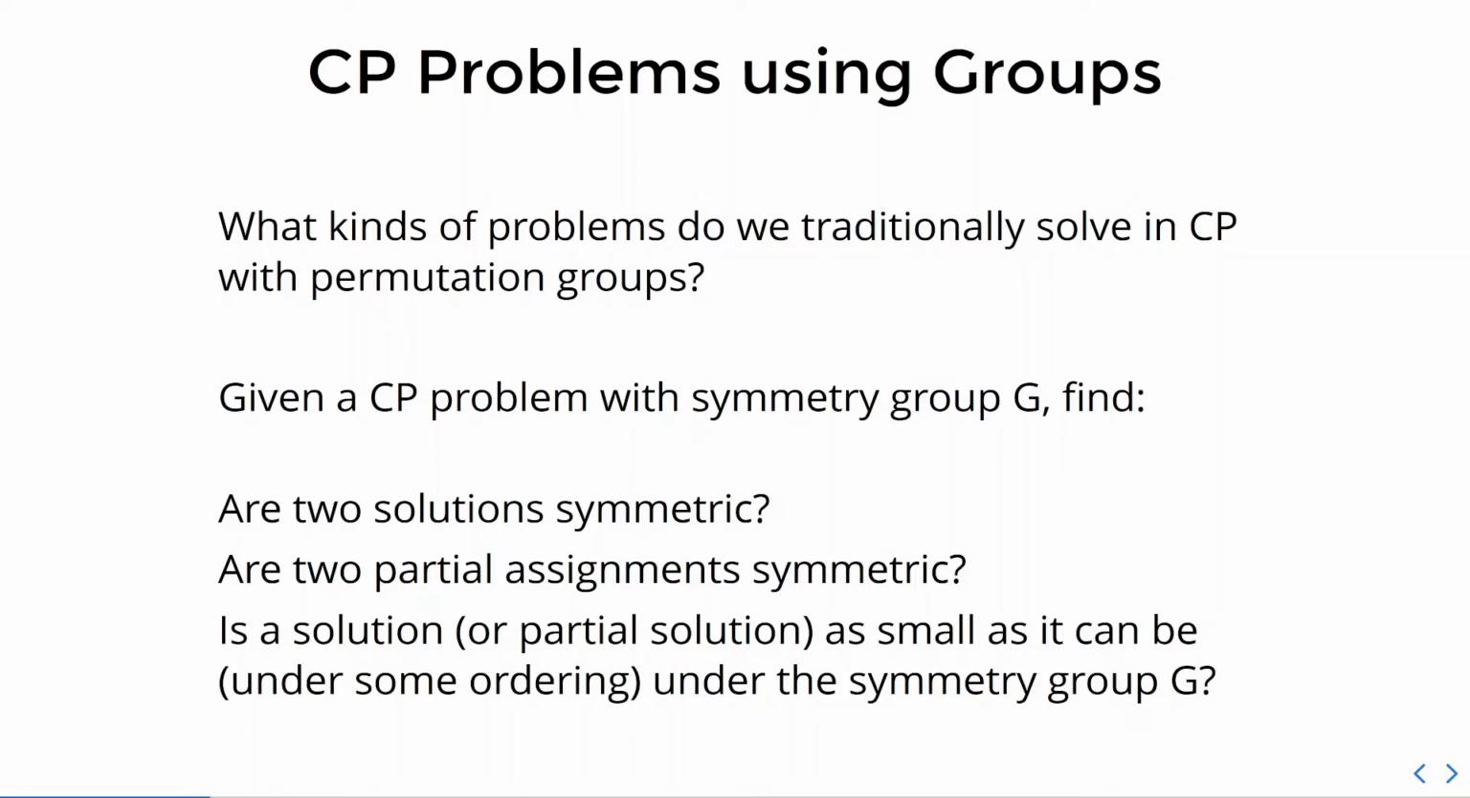partial solutions, and this is the fundamental idea behind symmetry breaking techniques, dynamic symmetry breaking techniques like SBDD and SBDS and many others. Or is the solution somehow as small as it could be under some ordering under a symmetry group? So is there a way I can permute a partial solution to make it smaller? This is, very briefly, and I will admit slightly confusingly, the idea behind static symmetry breaking techniques, the most famous of which is putting lexicographic ordering constraints on. Once again, a fascinating topic I could spend an hour talking about, but not this talk.